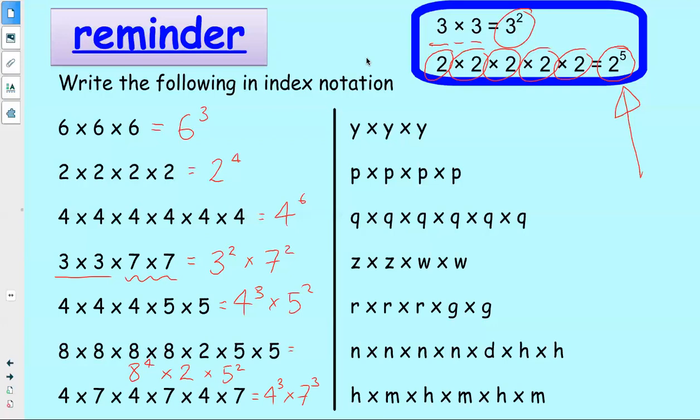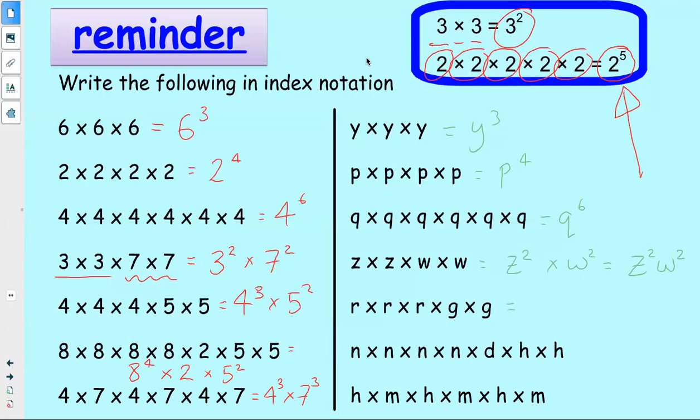So your y times y would be y cubed, be p to the power of 4, be q to the power of 6, z squared times w squared. Now again, you can write that without the multiplication in the middle of it. So you could write it like z squared w squared.